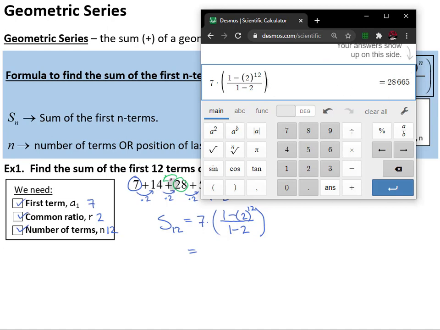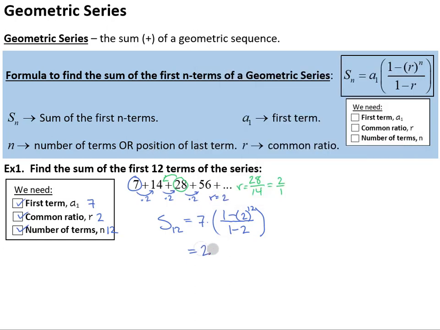If you kept generating that pattern, got 8 more terms, had a total of 12, and added them all up, as those numbers got bigger and bigger and bigger, our sum is 28,665.